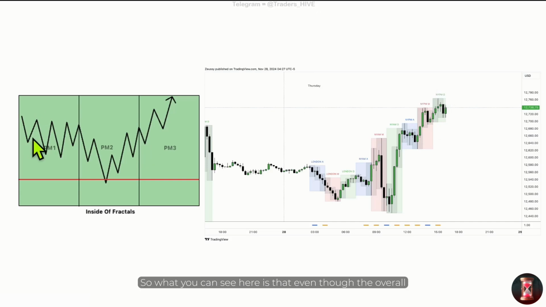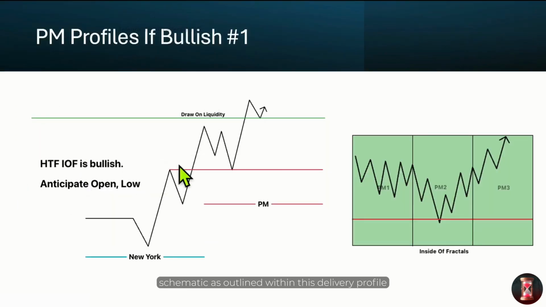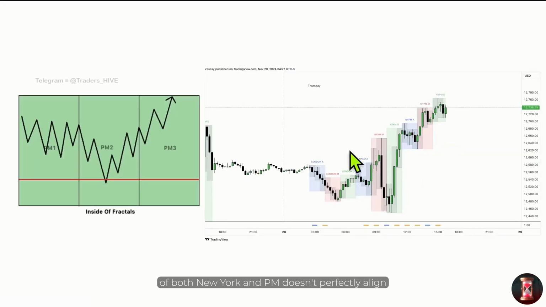So what you can see here is that even though the overall schematic as outlined within this delivery profile of both New York and PM doesn't perfectly align with this delivery right here, if you pay attention to the schematic of the PM session, it aligns perfectly. And that is what I want you to understand, guys. You need to be able to utilize these types of schematics for the sessions and pay attention to how the 90-minute cycles are being utilized for accumulation, manipulation, and distribution.